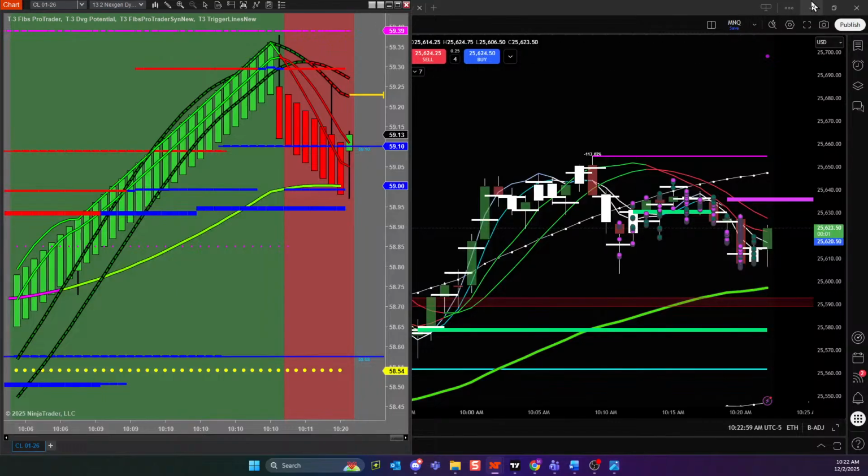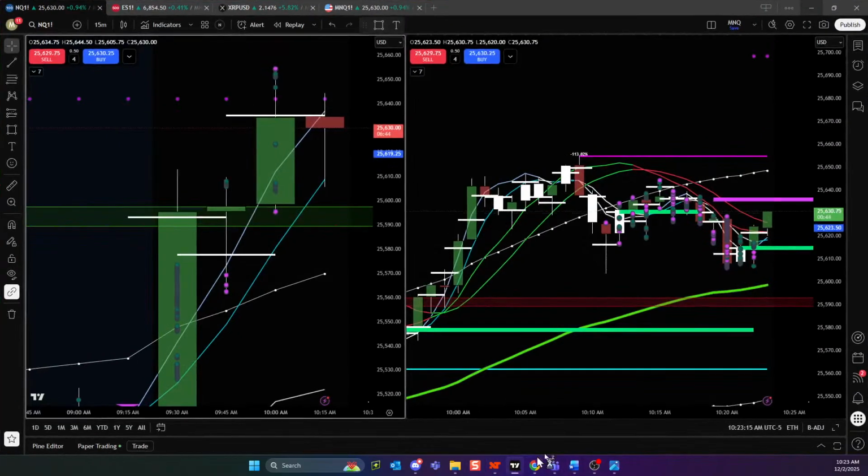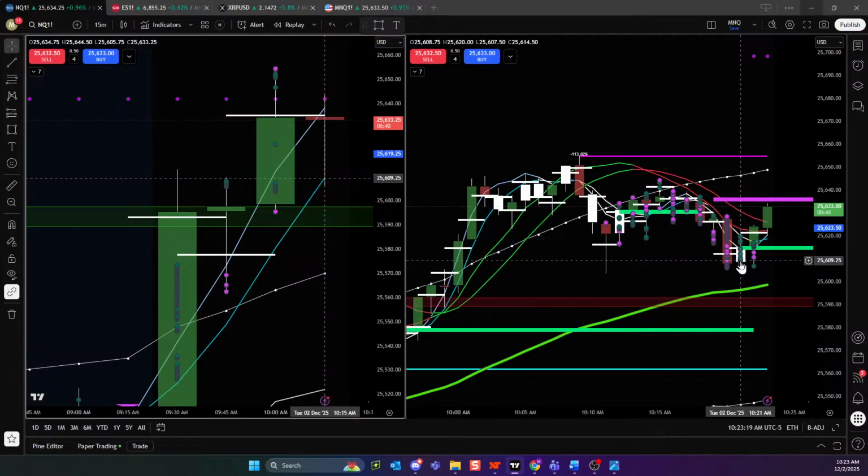Crude oil, same thing. I have momentum down. I've got nowhere to go. And since I have nowhere to go, my rules say I don't have a trade. That's it. Didn't pull back to an area. Don't have a trade.